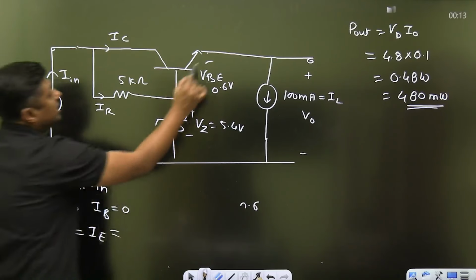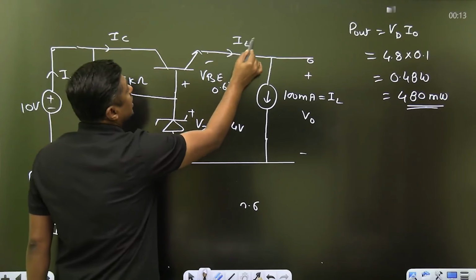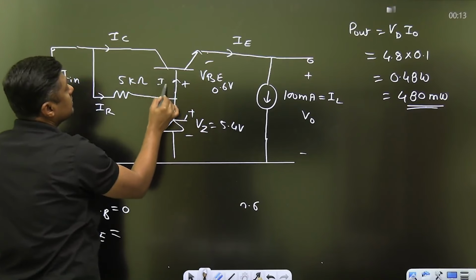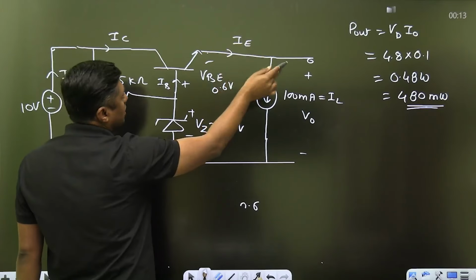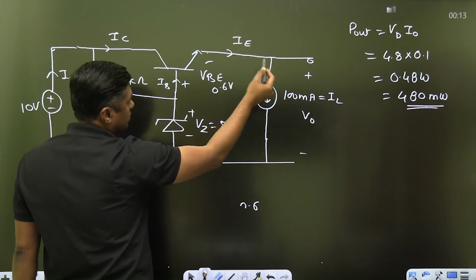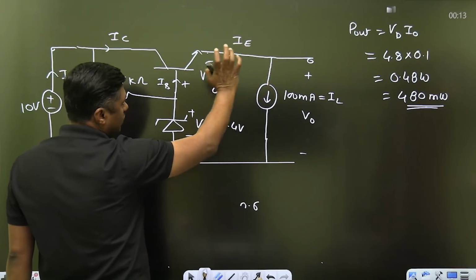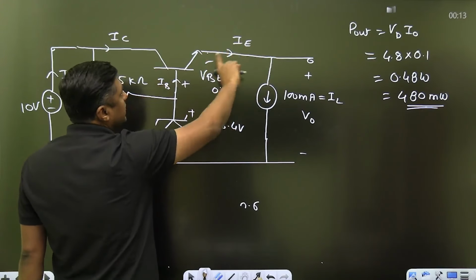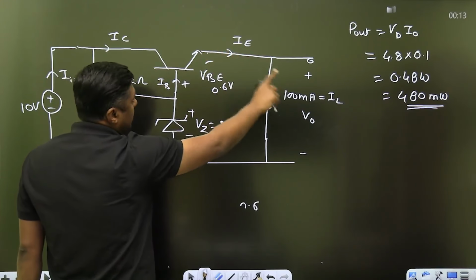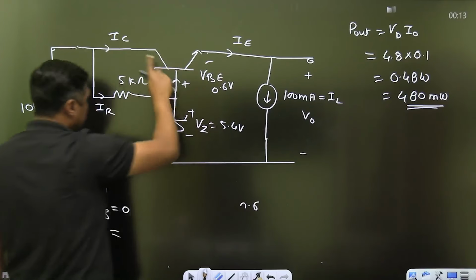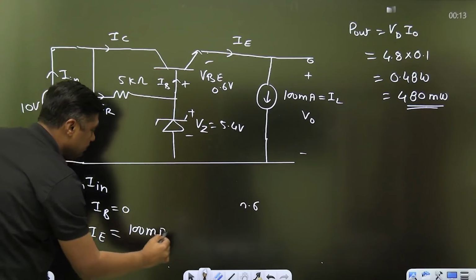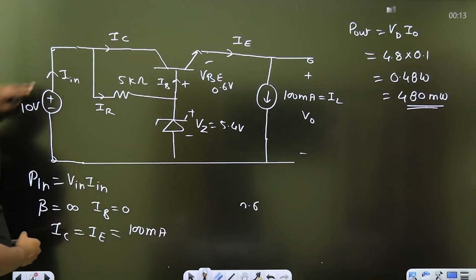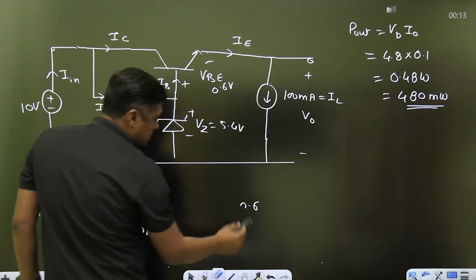What is the emitter current? This is the emitter current, this is the base current, this is the collector current. So the emitter current is 100 milliampere. The collector current is also 100 milliampere. The base current is 0. Now, what is the value of IR?